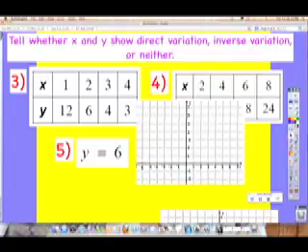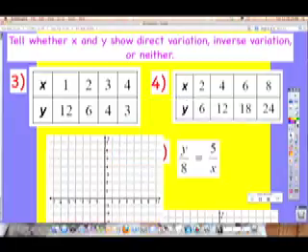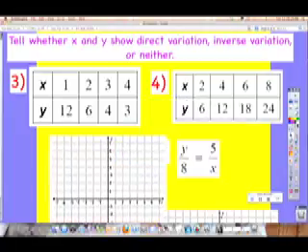So over 1, up 12, I'm just going to say it's like right here. You okay with that? And then 2, 6: 2 in the x, 6 in the y. 3, 4: 3 in the x, 4 in the y. 4, 3: 4 in the x.